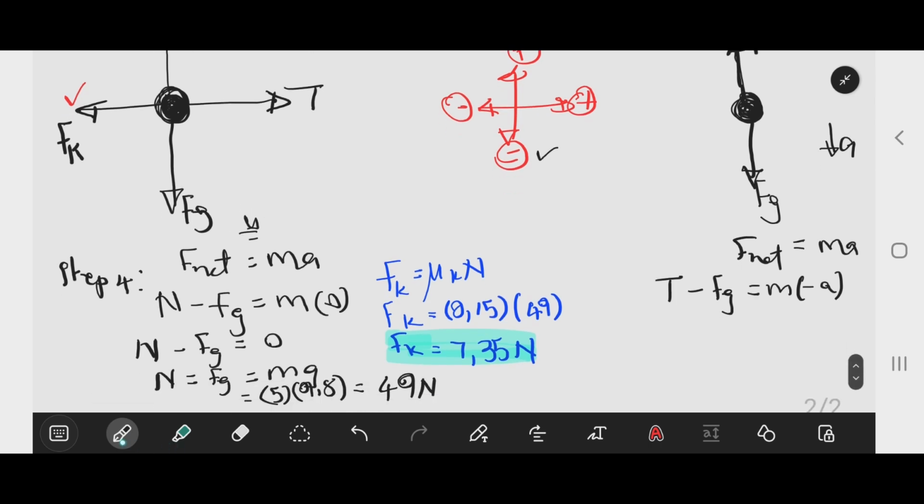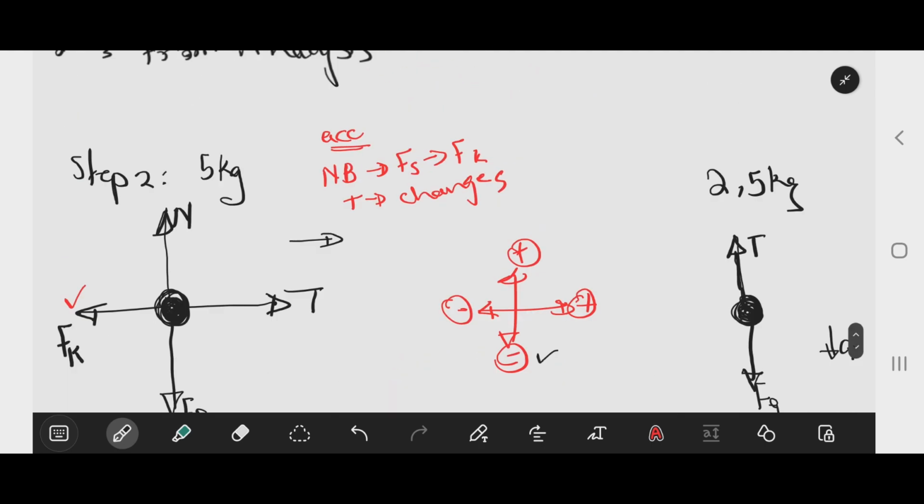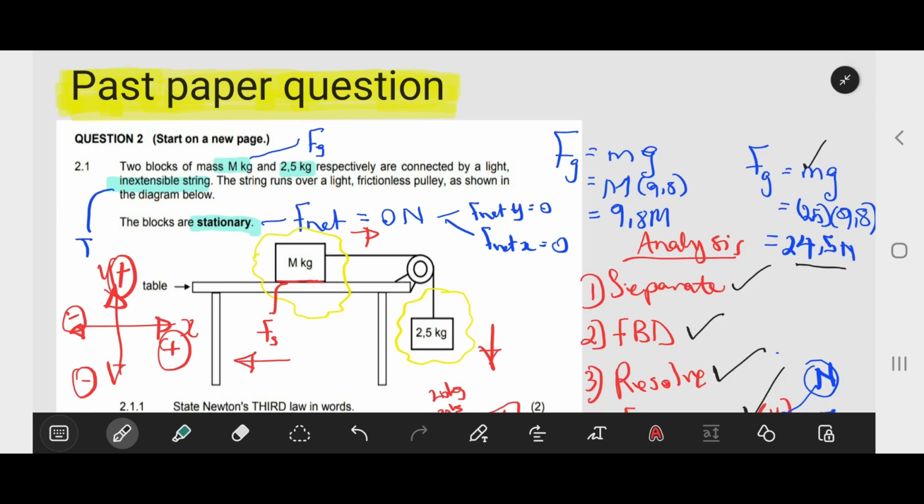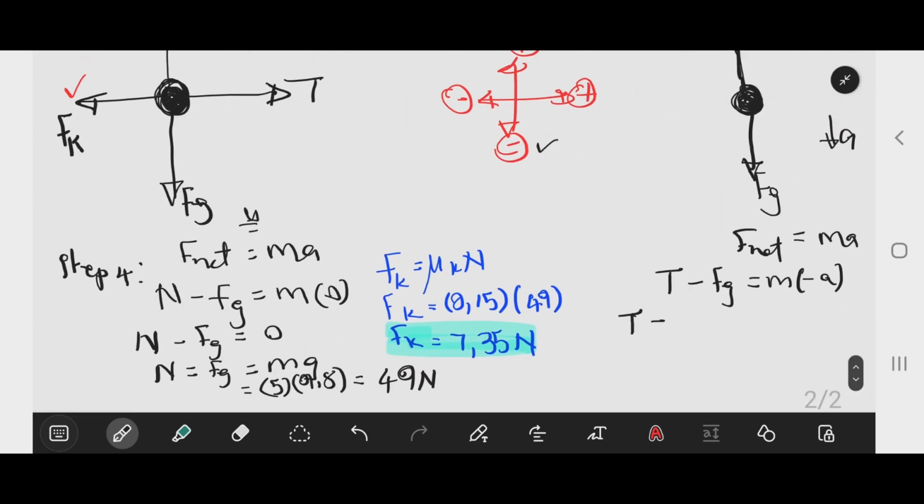So now that would be tension minus Fg. So Fg for this object, for the 2.5 kg, we have already calculated it up there, which is 24.5, right? So Fg is 24.5, which is 2.5 multiplied by 9.8. So the mass of the object is 2.5. So that would be 2.5 multiplied by negative a. Okay, so T minus 24.5 is equal to negative 2.5a.